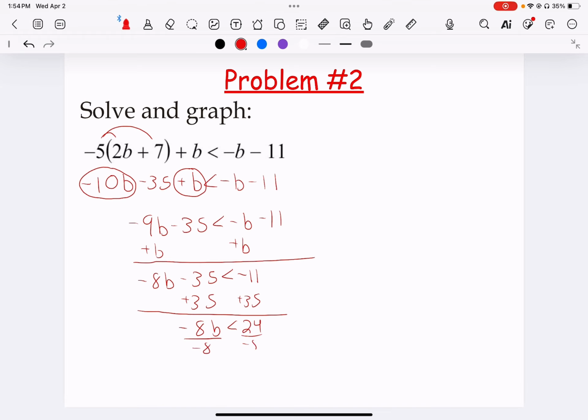Now I divide both sides by negative 8, and I'm left with b. Since I divided by negative 8, I'm going to flip my sign to be greater than, and 24 divided by negative 8 is negative 3. So now to graph it, I'm going to have negative 3 in the middle, negative 2 and negative 1 on the right, negative 4, and negative 5 on the left. At negative 3, it's going to be an open circle because it's just greater than, and negative 3 is not a part of my solution. And since it's greater than, we're going to go to the right.